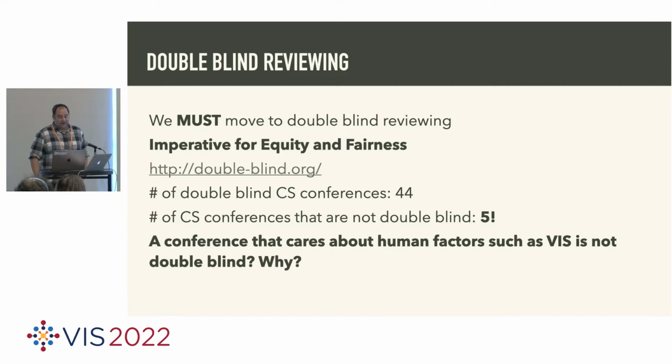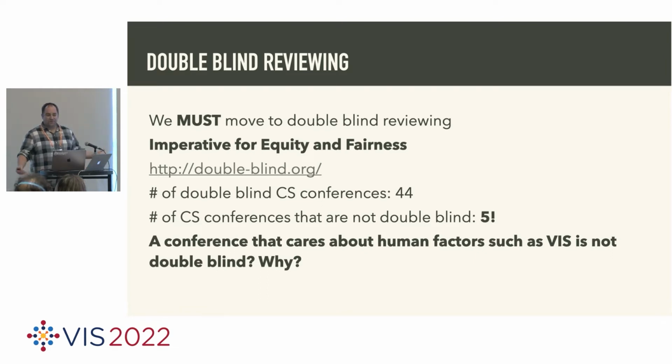So the other thing that I am amazed that we're not doing is double-blind reviewing, right? This is like the oddest thing ever. We must do double-blind reviewing, right? It's imperative for equity and for fairness. If you look at doubleblind.org, guess how many CS conferences currently do double-blind reviewing? 44. Guess how many don't?